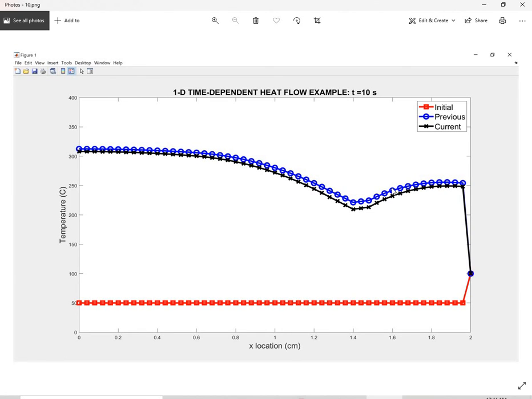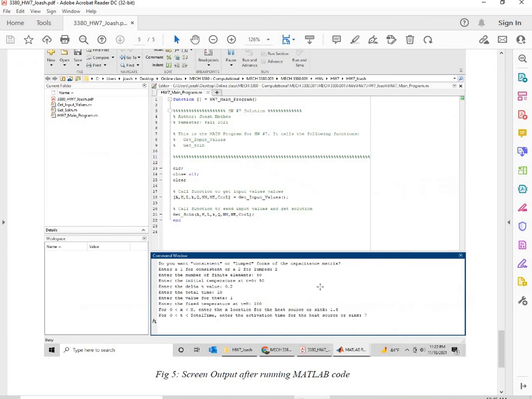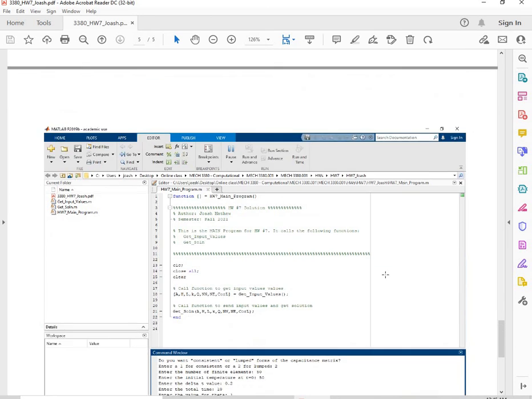This is the 4th plot that I have, and this is the temperature distribution at total time t equals 10 seconds. This final profile also matches my expectations. So after t equals 7 seconds, the heat sink is activated and the rod starts losing heat at that specific node around x equals 1.4. So again, this is my screen output after running the MATLAB code.